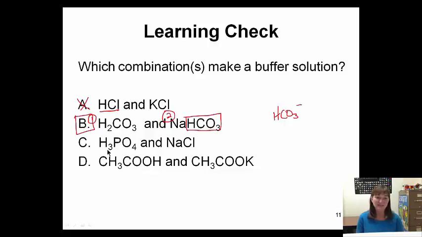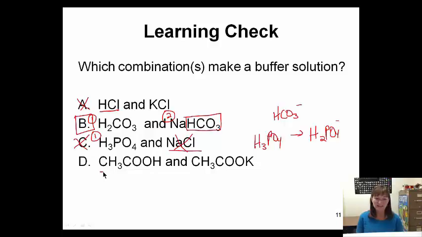If we look at C, I see phosphoric acid, and I'd have to let you know this is a weak acid, so it meets criteria 1. Is my second compound a source of the conjugate base? Well, if this is phosphoric acid, H3PO4, its conjugate base is going to be 1 hydrogen less than that. So it'll be H2PO4 with a minus sign. Does my second compound contain H2PO4? No. So this does not meet criteria 2. So C is not going to make a good buffer.